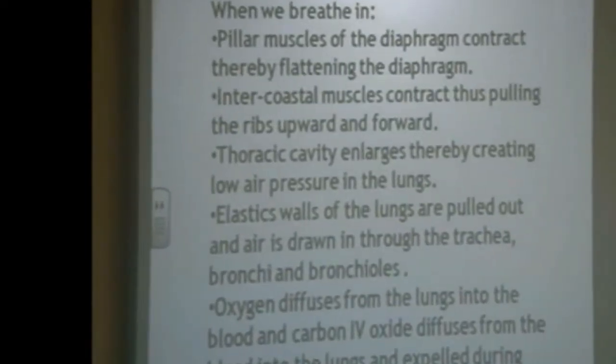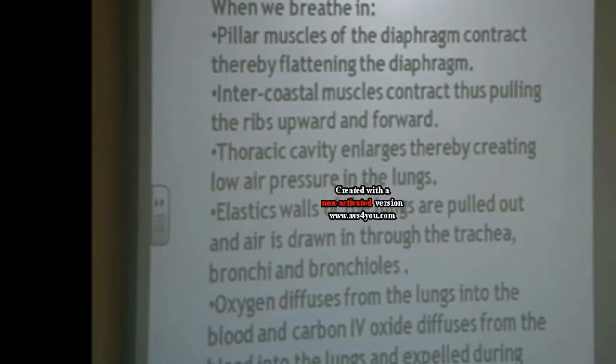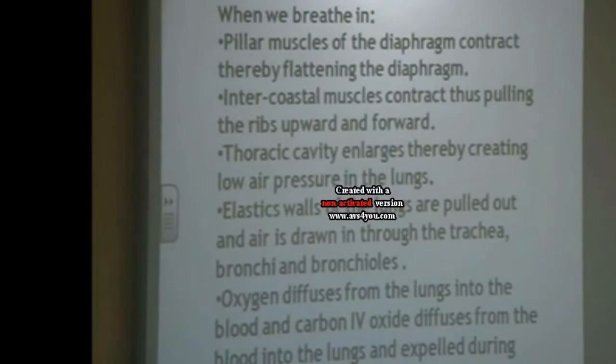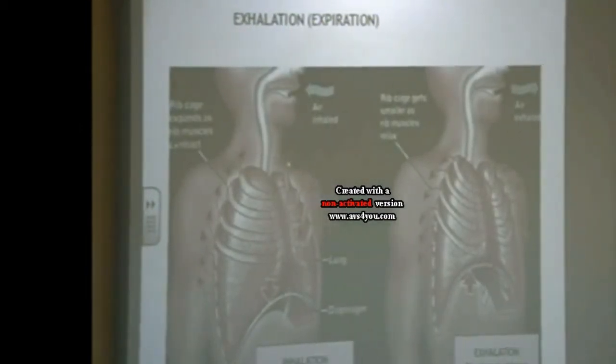Then oxygen now diffuses from the lungs into the blood. And I said that it is the blood that carries this oxygen to the cells of the body. And carbon dioxide will now be taken back through the same process into the external environment. And that is expiration. Now let's go to the details of expiration, that is exhalation.